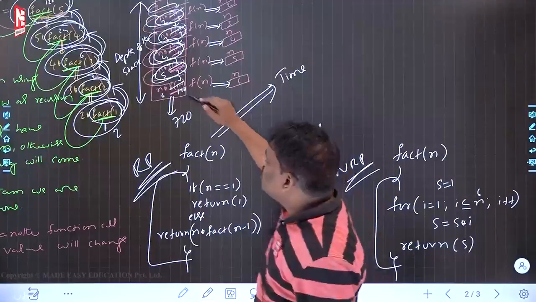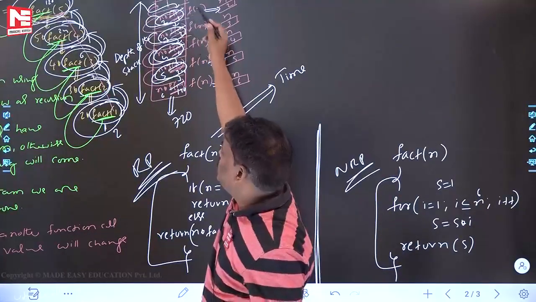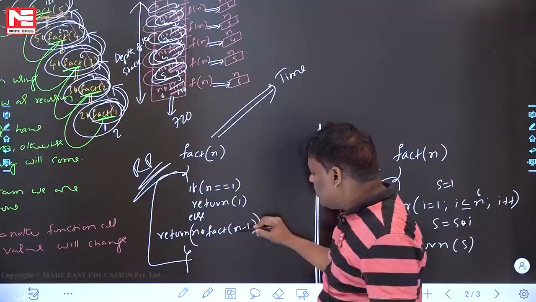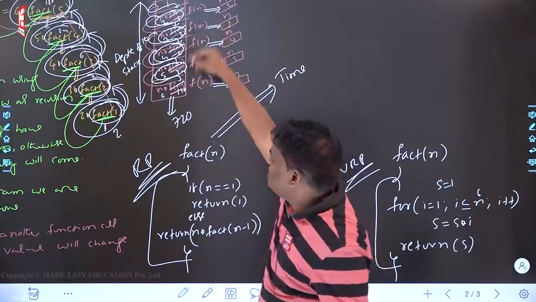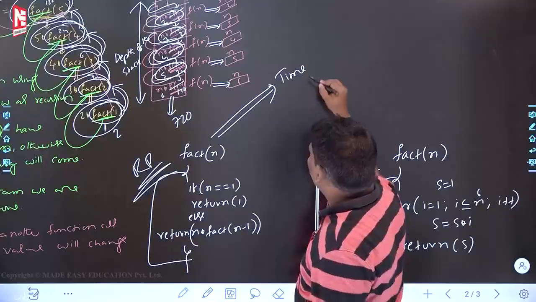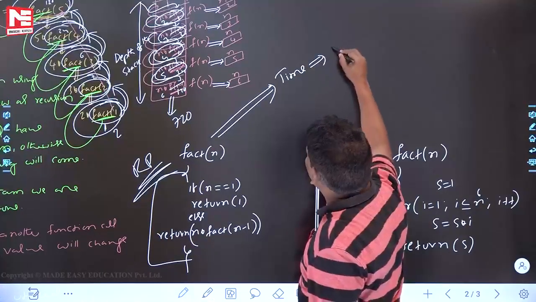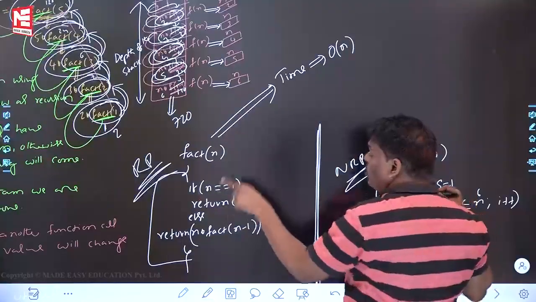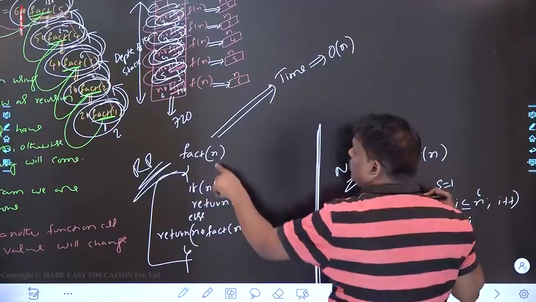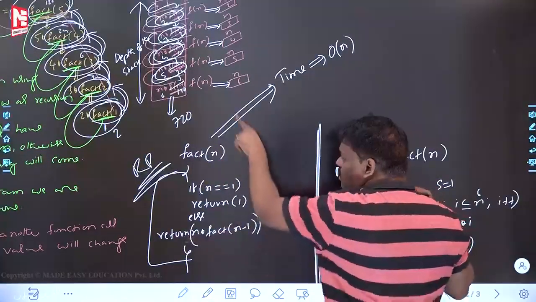See this one: 6 calls 5, 5 calls 4, 4 calls 3, and so on. If 6 is given, it is 6 times. If n is given, it is n times. So the time complexity is Big O of n, since it is called n times. Time complexity means loops only. Recursion is nothing but a loop.